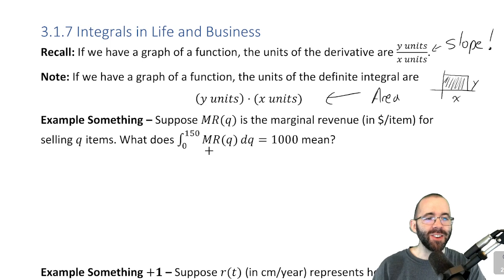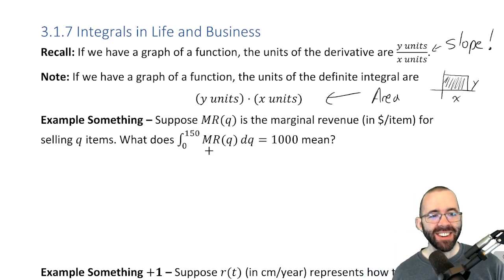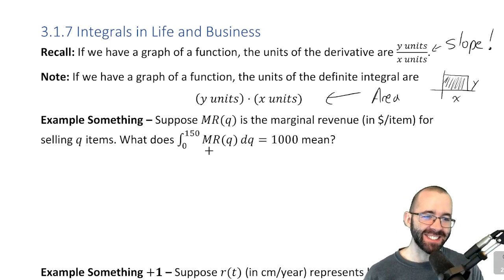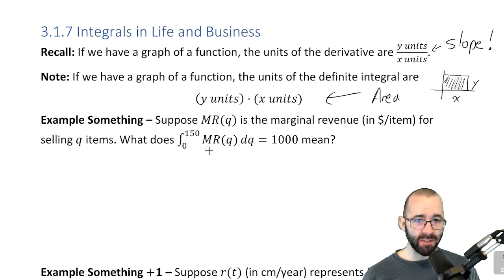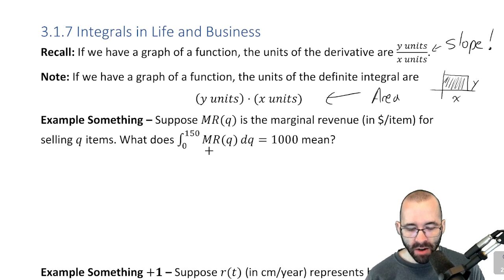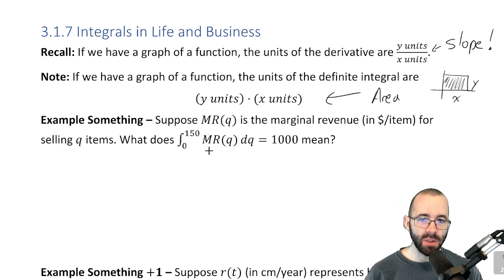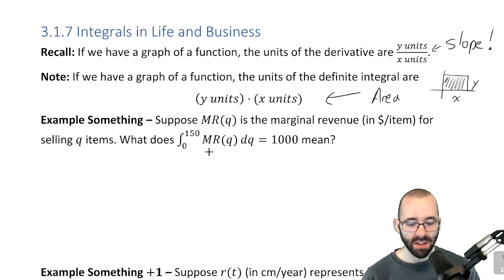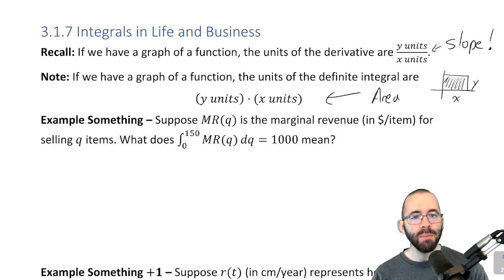Oh, marginal revenue. It's been a while. Not that long actually. It's been like a section or two. Suppose that marginal revenue is written as a function, MR of Q. And marginal revenue is going to be given in dollars per item. And MR of Q is that marginal revenue for selling Q items. The question is, what does the integral from 0 to 150 of the marginal revenue function with respect to Q, what does that integral equaling 1,000 mean?